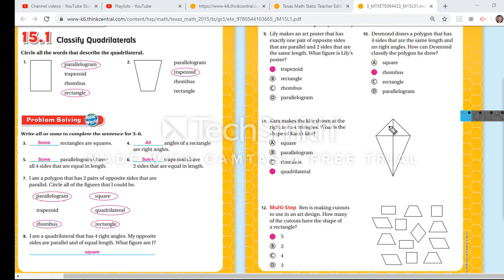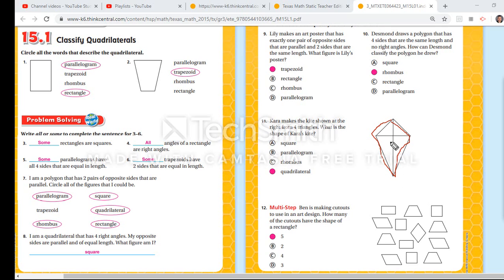Now the reason it's not a square is because a square does have right angles. Okay, so sometimes it's a rhombus and sometimes it can be a square. But since they said no right angles, it has to be the rhombus. This one right here. Okay, here's Kara's kite, and we'll look at the outside of the kite.